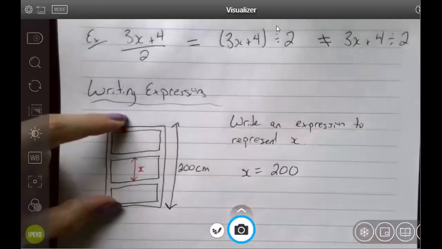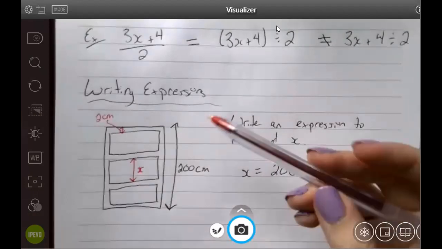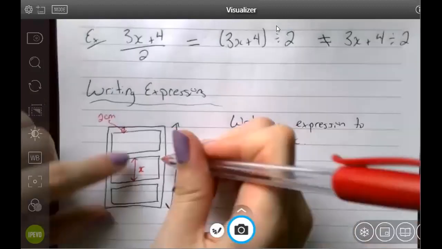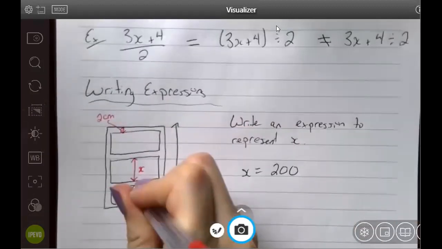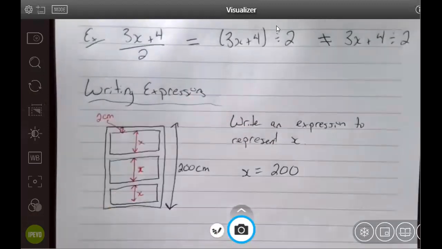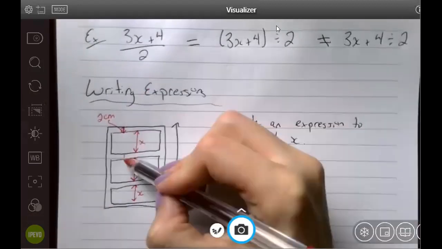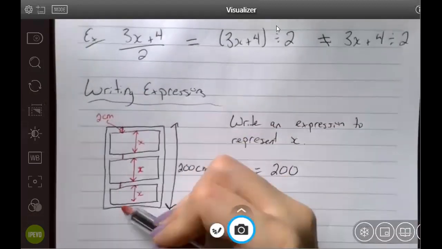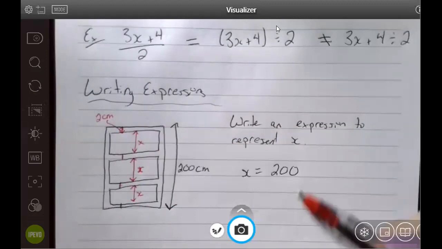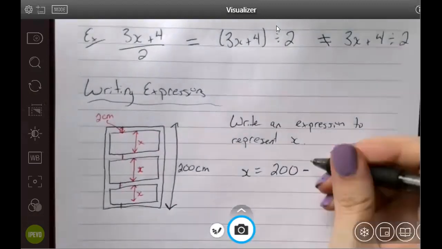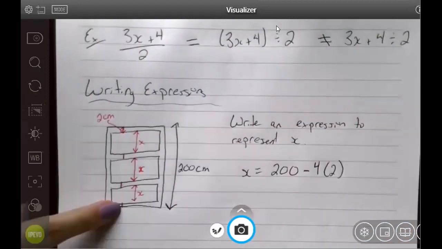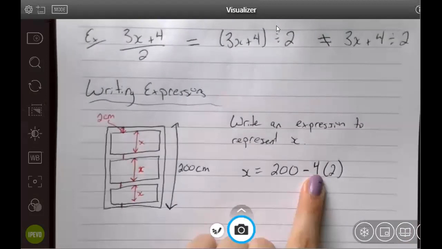And what I'm going to do is subtract the part of this 200 centimeters that is not these x values. So this part is an x. This would also be an x. That would also be an x. These parts, this 2 centimeters here, this 2 centimeters here, this 2 centimeters here, and this 2 centimeters at the bottom are not part of those x's. So I'm going to subtract the 4 2-centimeter sections, 1, 2, 3, 4. So subtract the 4 times the 2.